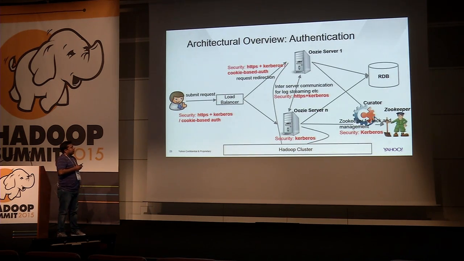When users submit a request, it goes through a load balancer. They use HTTPS. They can use Kerberos or our internal cookie-based authentication. But when Oozie servers talk to other Oozie servers, they only use Kerberos. When they talk to a Hadoop cluster, they use Kerberos. When they talk to Zookeeper, they use Kerberos. To talk to the Oracle database, they use password-based authentication.